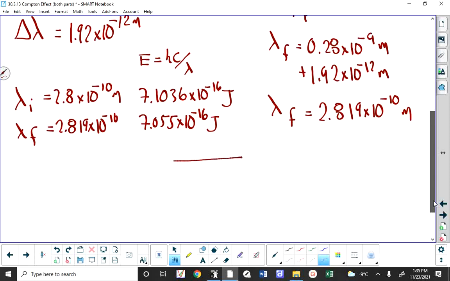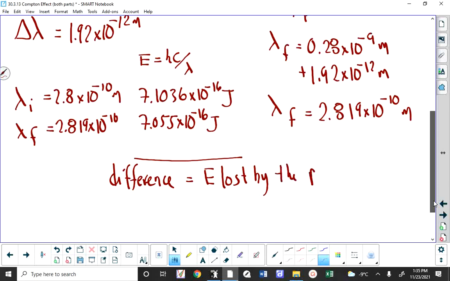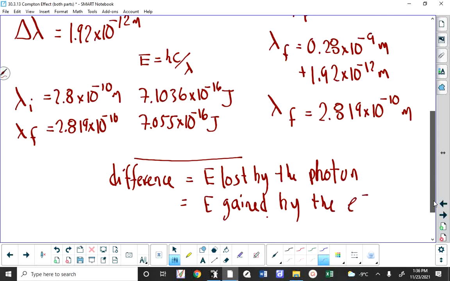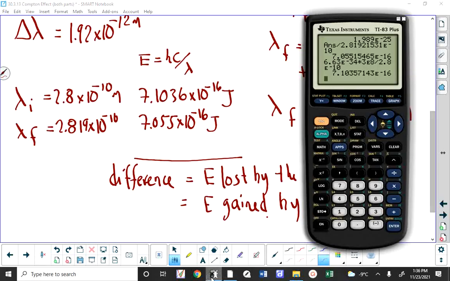If you subtract these, the difference equals the energy lost by the photon, which is equal to the energy gained. This is conservation of energy by the electron. And we're almost done. How many of you now have an answer that you didn't a few minutes ago? A couple more. So now I'm going to subtract those two numbers.